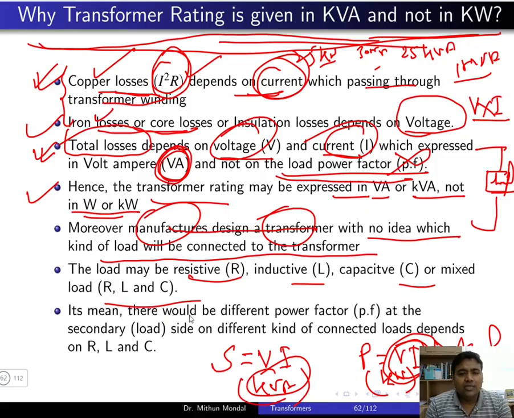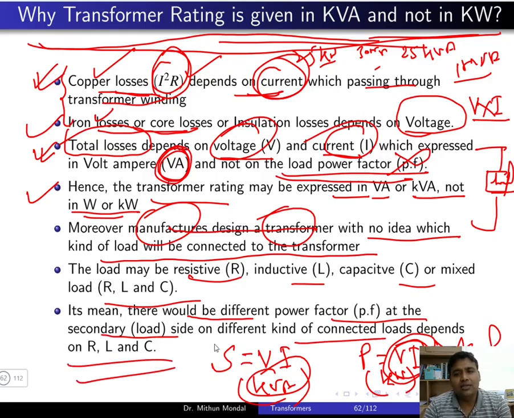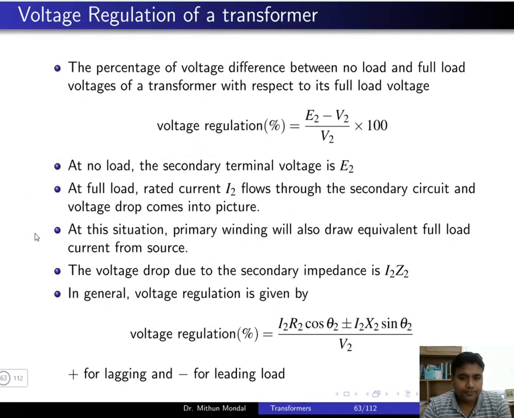So it means that there would be different power factors at the secondary load condition. Different kinds of load will depend on a different RLC network. Since the manufacturer is not aware whether the load connected by the user will be a resistive load, inductive load, capacitive, or a mix of those, he is not depending on the power factor, and generally the losses in the transformer depend on the product of voltage and current. So hence the answer is: transformer rating is given in kVA, not in kilowatt.